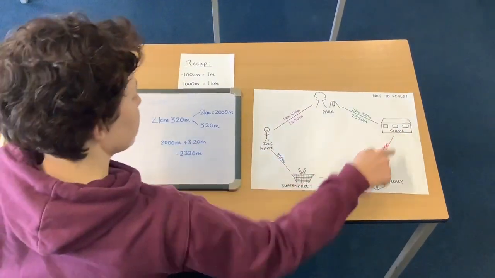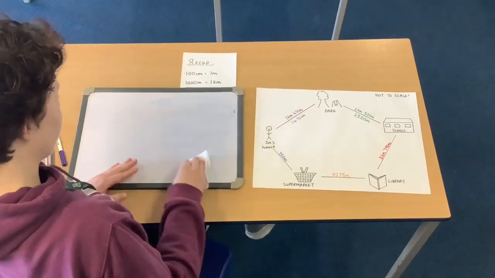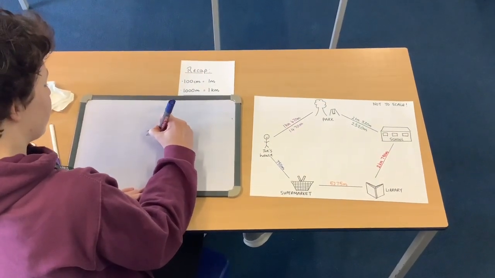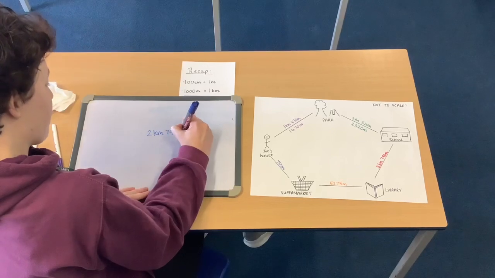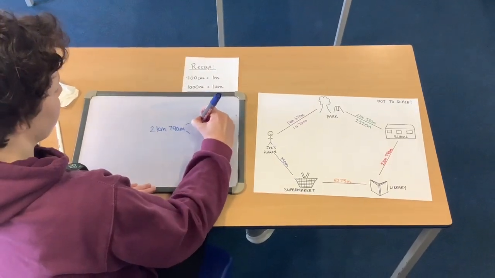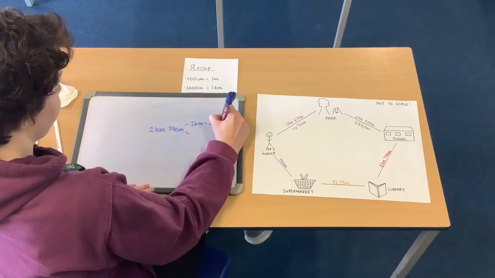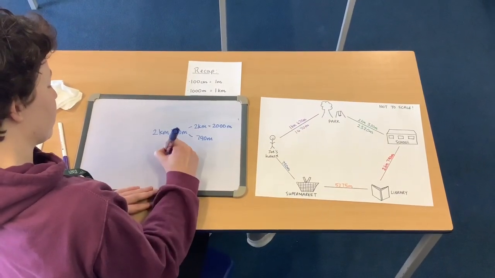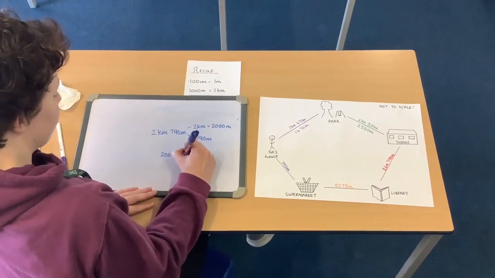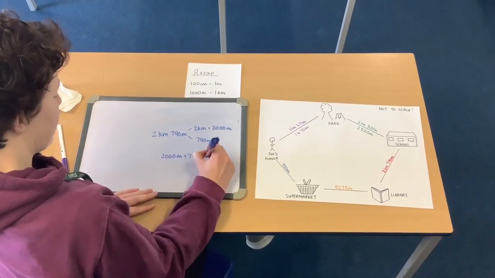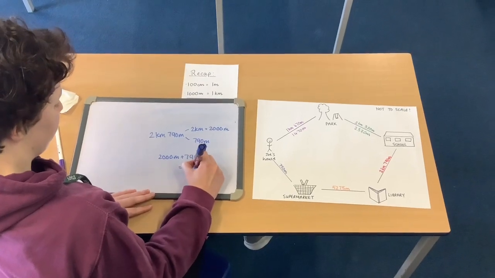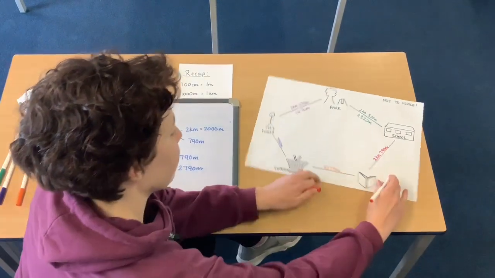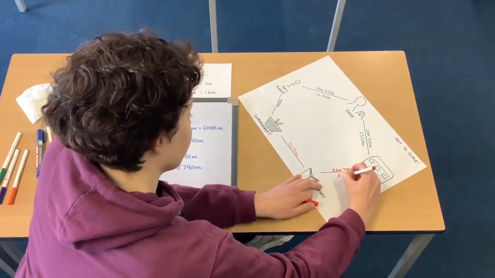Then from the school to the library, we've got 2 kilometres, 790 metres. Again, I've got 2 kilometres, which is equal to 2,000 metres, and 790 metres. So in total, 2,000 metres add 790 metres is 2,790 metres in total. Red, so 2,790 metres.